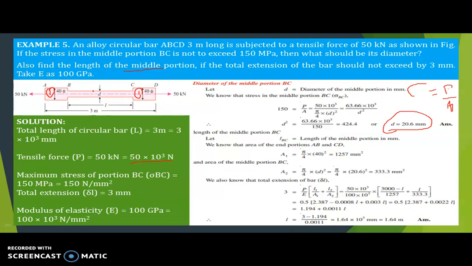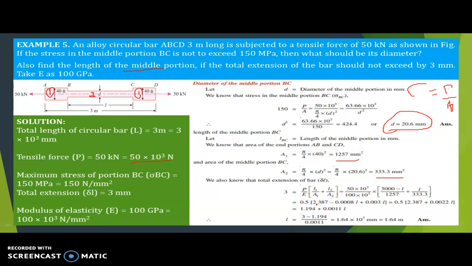Okay, and this we will consider as section 2. Now A1 is pi by 4 into 40 square, that is this, and the area of the middle portion, that is this, A2. A2 is equal to pi divided by 4 into D square. What is D? The calculated D is 20.6. So substitute that, you will get this. A2 is this one and A1 is this.